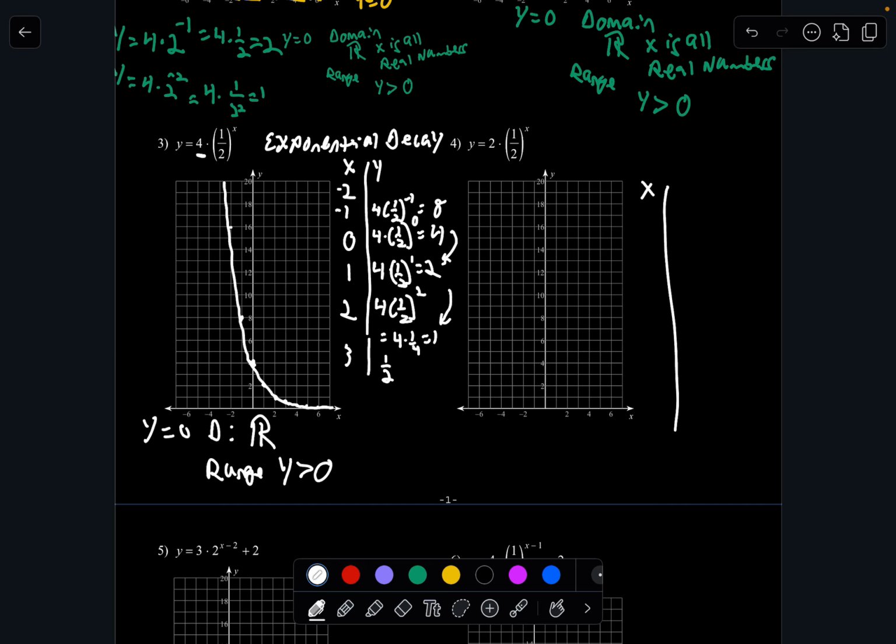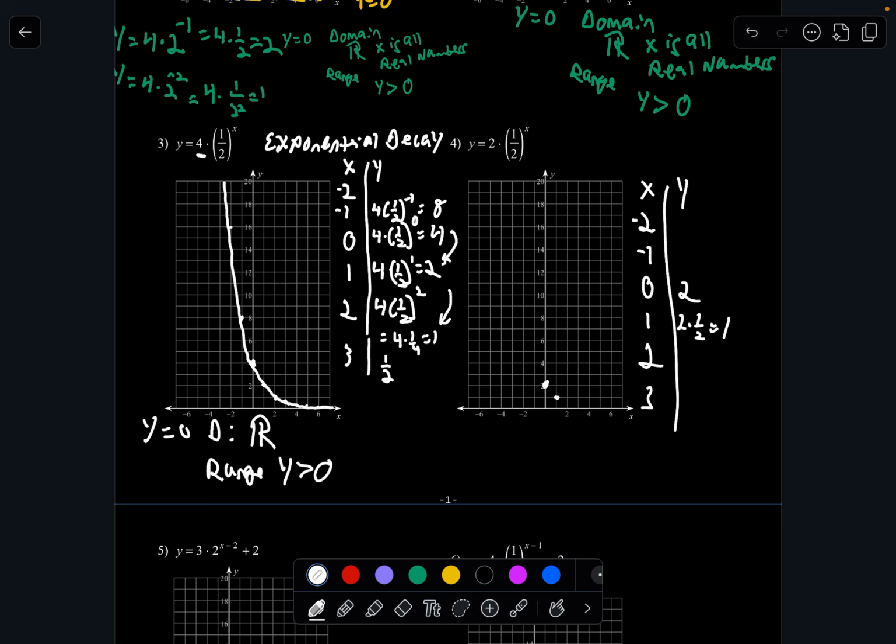All right, 2 times 1/2 to the x, same idea. X, y. We'll again choose negative 2, negative 1, 0, 1, 2. And heck, if you wanted 3, but I don't think it's going to work too well for us. When x is 0, it's 2 times 1/2 to the 0 power, which is 2. Again, 1/2 to the 0 is 1. When x is 1, that's 2 times a half, which equals 1. So we start here at the y-axis at 2, then we're at 1. Notice we cut the distance in half.